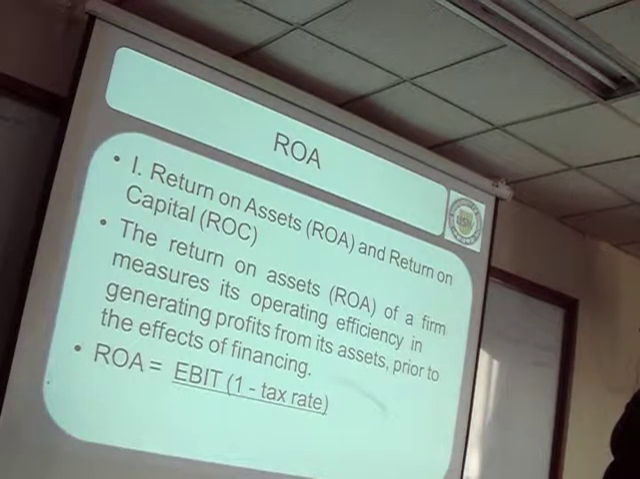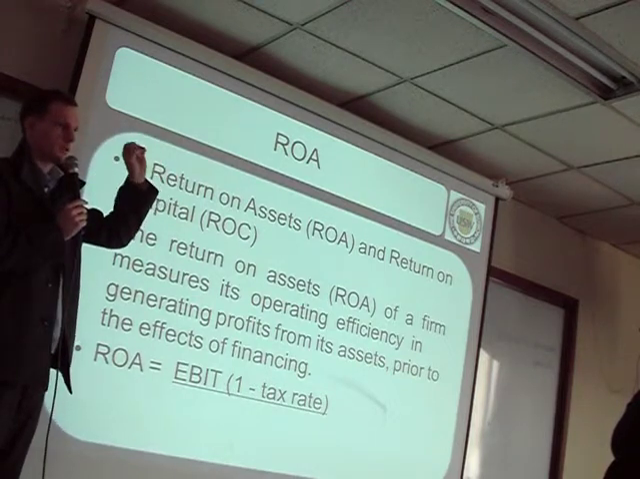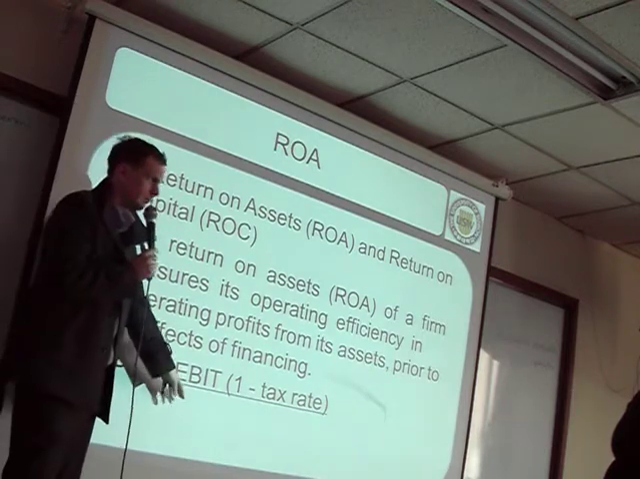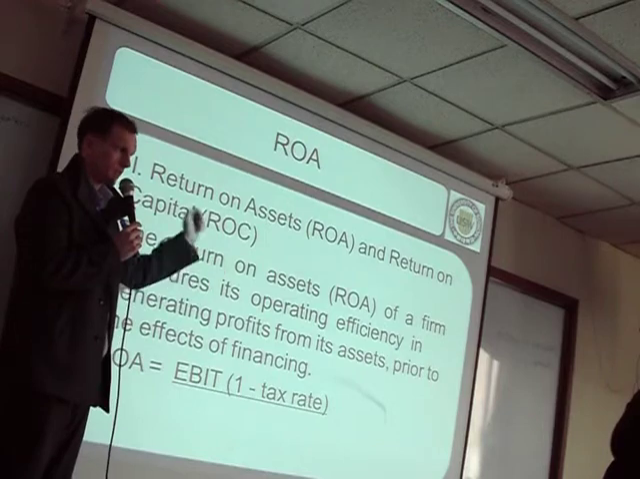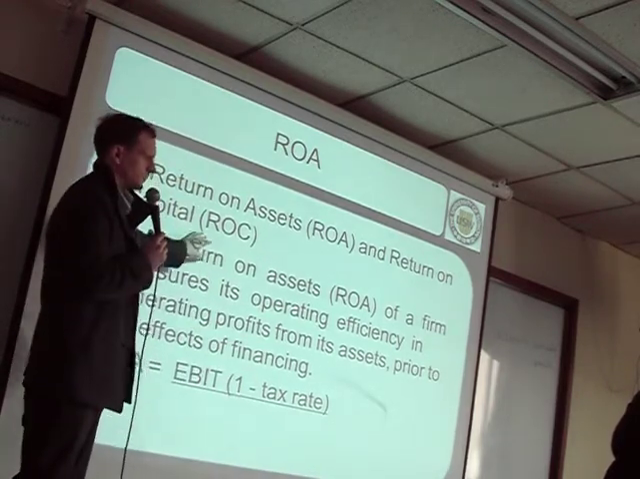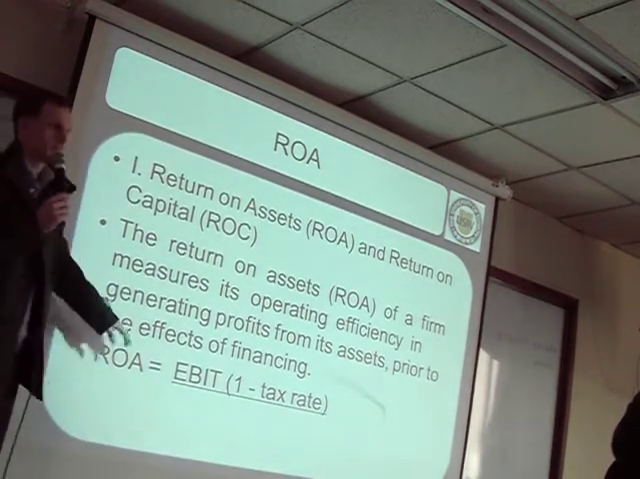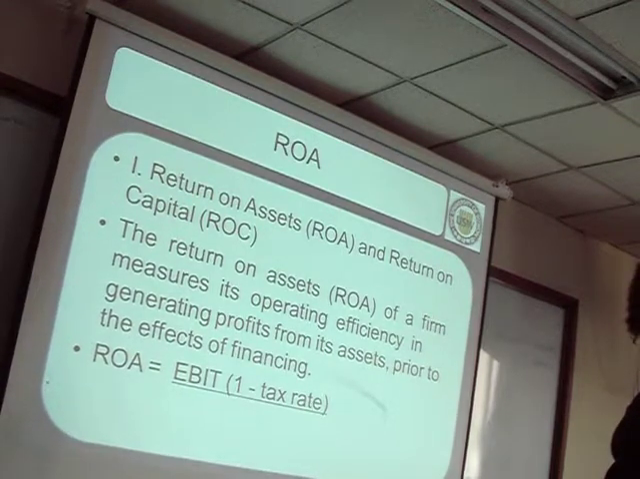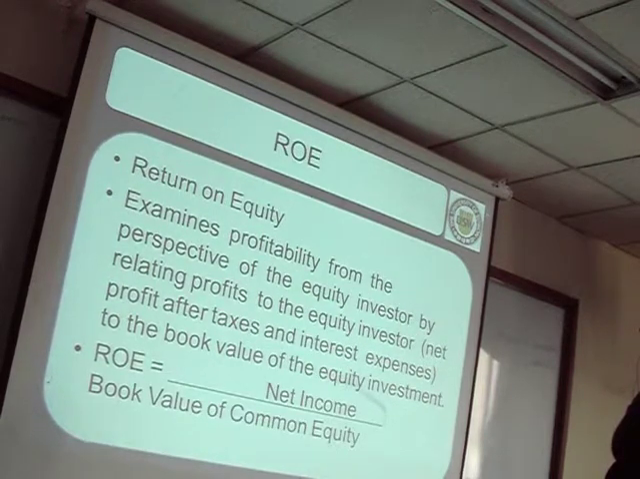So return on capital is, we have on the balance sheet, on one side we have assets, on the other side we have debt and equity. Okay, so instead of putting assets on the bottom line, we put debt plus equity minus cash. Okay, debt plus equity minus cash is return on capital instead of assets. So more commonly used is return on assets. We'll look later. Then on top of this we have return on equity.